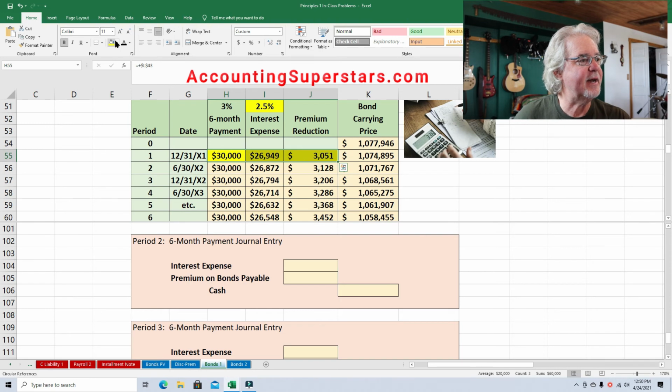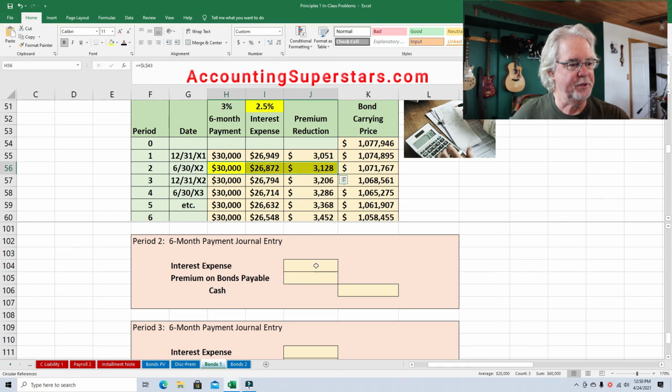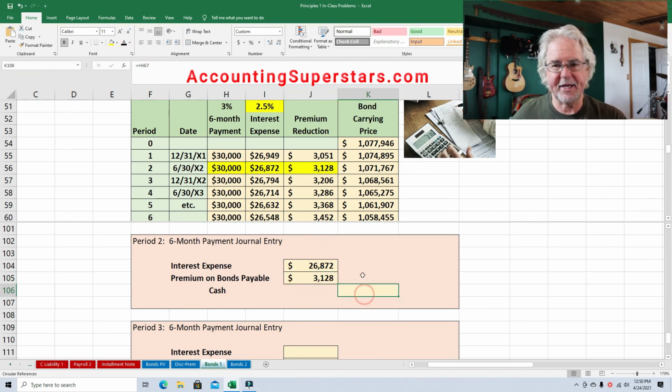So let's do the journal entry for period 2. It's really easy, guys. It's the same idea. No different. So we just grab the 3 numbers for period 2. There we are. So the interest expense, take it right off the chart, $26,872. The reduction in bond premium, $3,128. And how much cash did Fred have to pay out? Well, always $30,000. That's the contract.